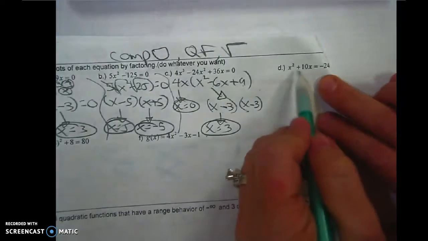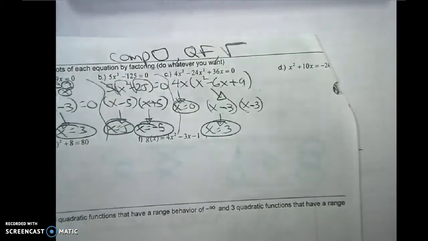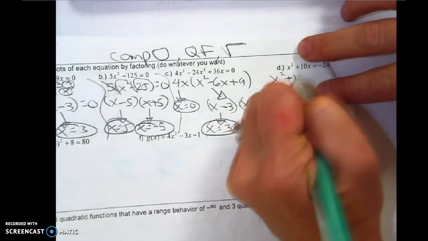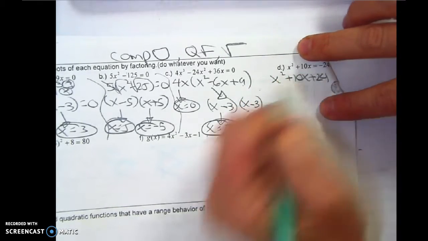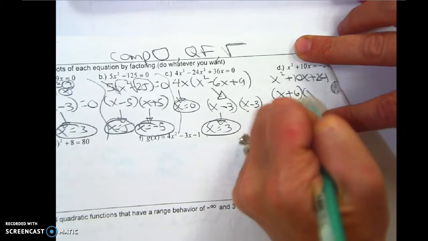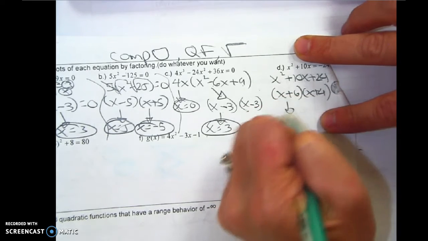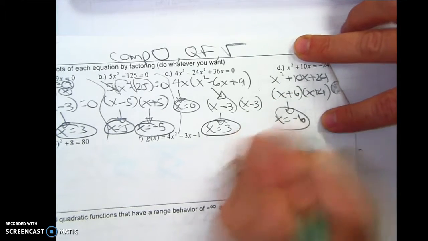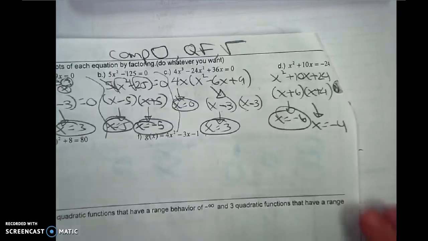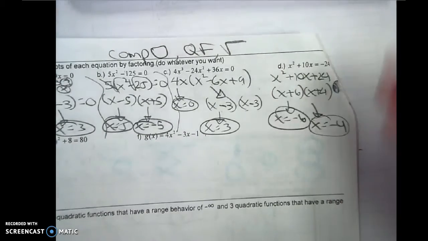Letter D, I think you want to solve by completing the square, but I'm the type of person that would rather factor. So I'm going to add 24. Two numbers that multiply to get 24, but add to 10. Set it equal to 0. So I got my two answers, negative 6 and negative 4.